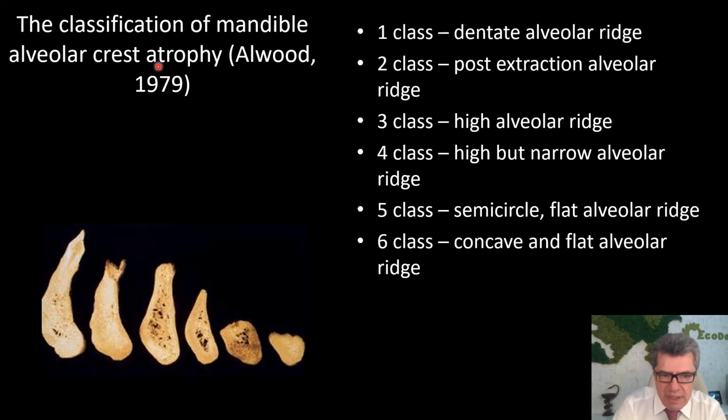The mandibular alveolar crest atrophy was shown by the classification of Cawood. In the first class, dentate alveolar ridge. The second class, post-extraction alveolar ridge. The third class, high alveolar ridge. And the fourth class, high but narrow alveolar ridge. The fifth class, semicircle or flat alveolar ridge. And the sixth class, concave and flat alveolar ridge.